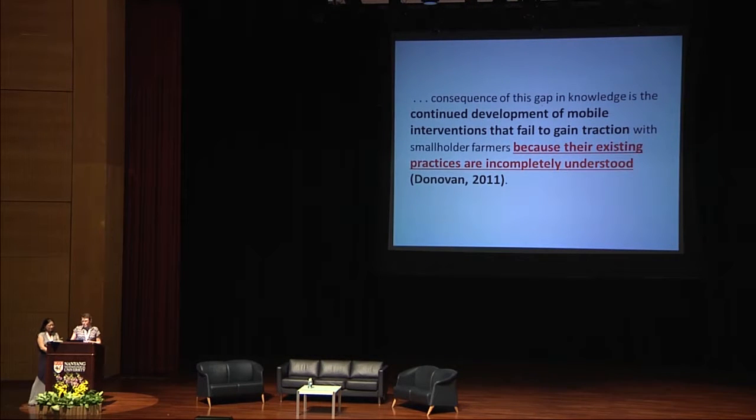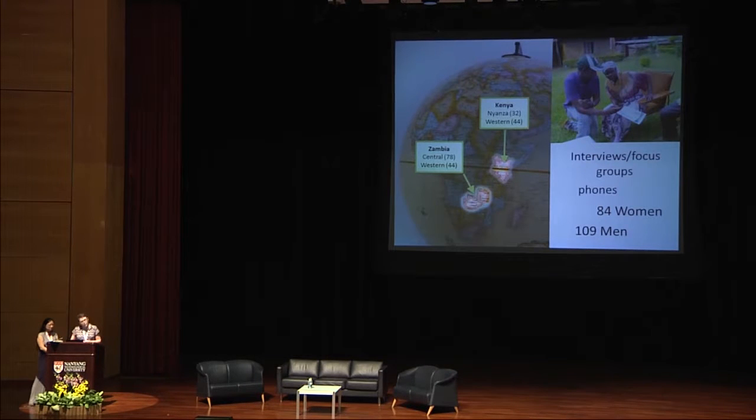We had a lively discussion at a wonderful open session on these applications yesterday, and there's a real debate on what impact these applications have, and if any. Kevin Donovan suggests that the consequence of not knowing farmers' existing practices and how they're using phones means that we're continuing to develop mobile interventions that fail to gain traction with smallholder farmers because their existing practices are incompletely understood. So, very similar to the prior study, this study was about beginning to fill that gap in our knowledge.